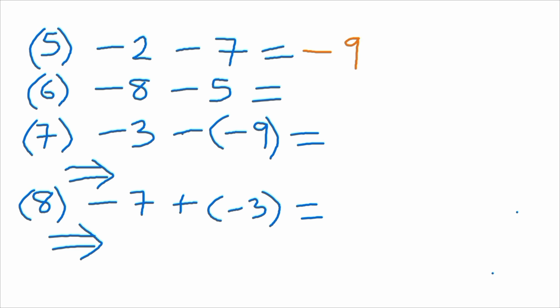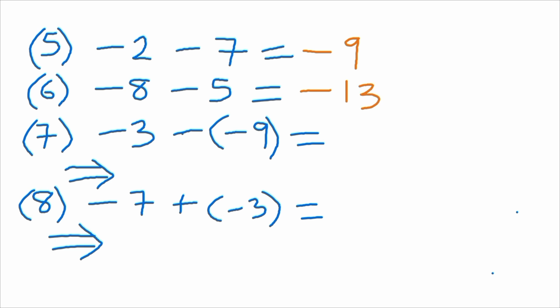And then the other question too, we have minus 8 minus 5. The signs are the same, so we take down that negative sign, and then we add them in the same way we have done in question 5. So 8 plus 5 is 13. So our answer here is minus 13.